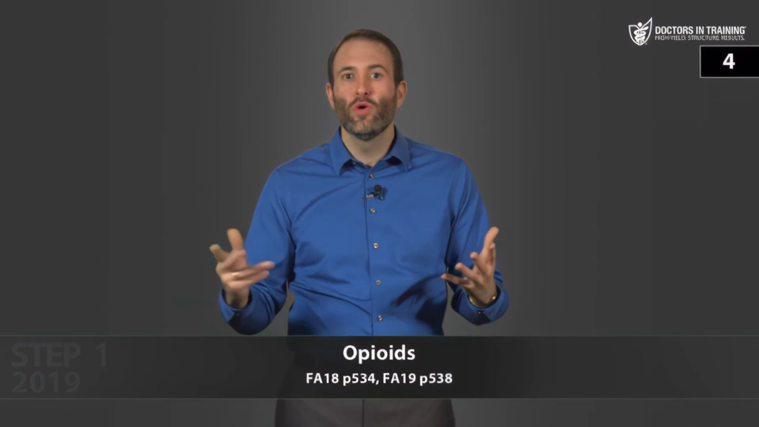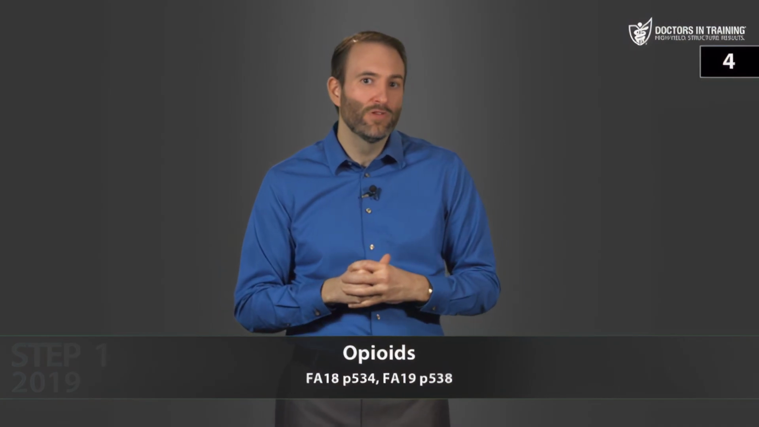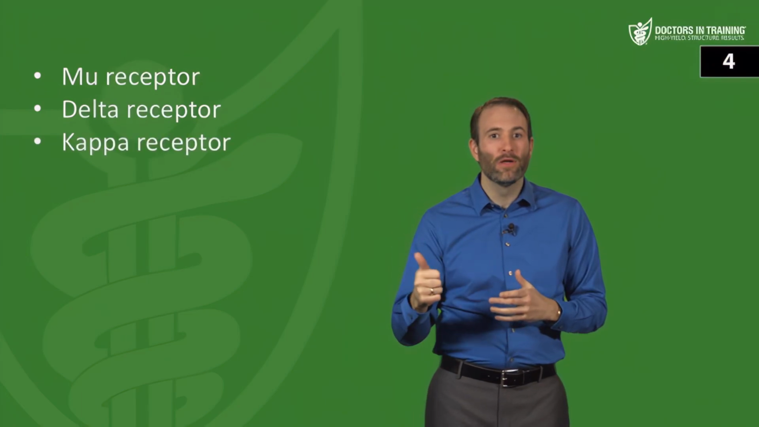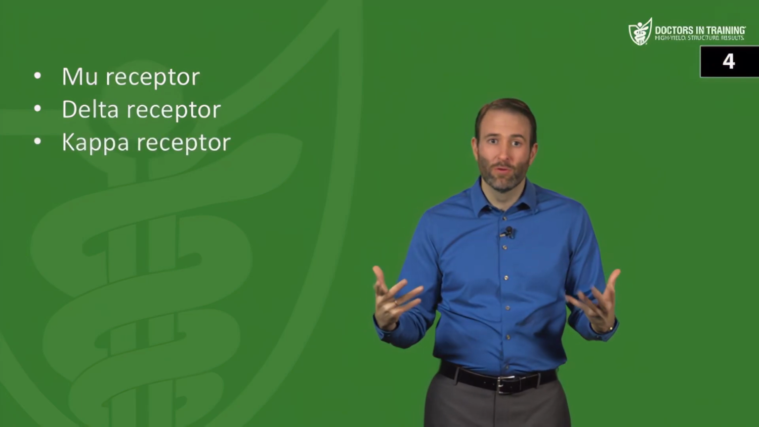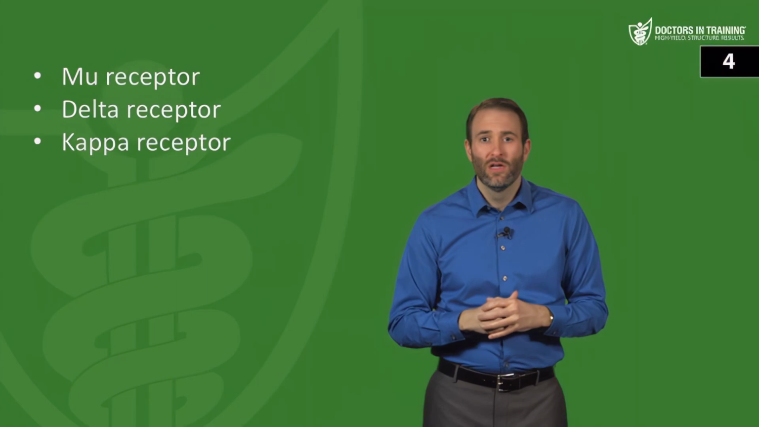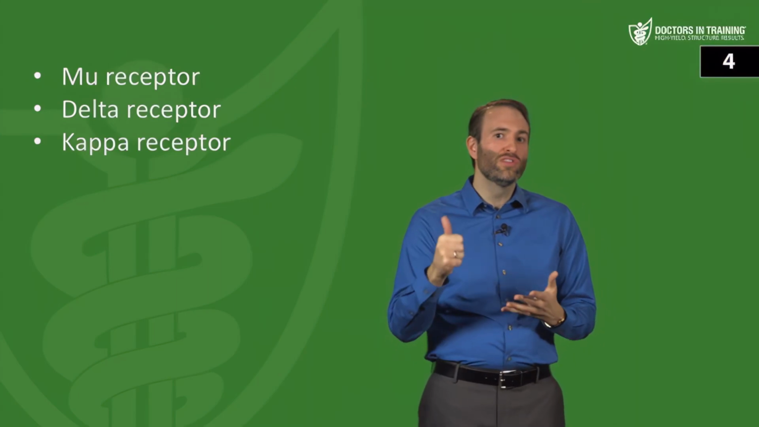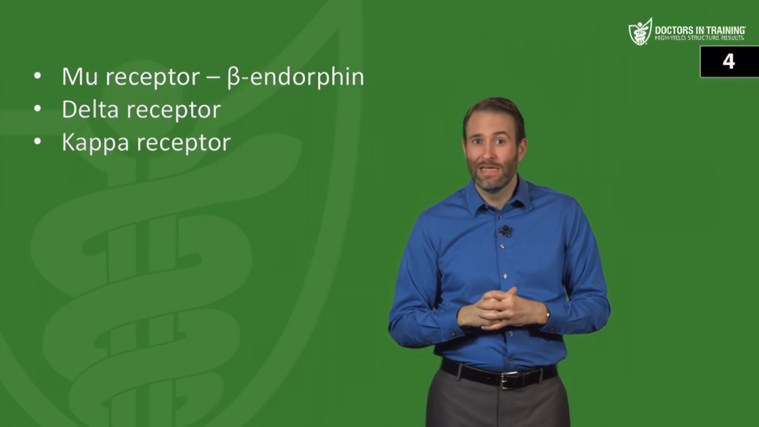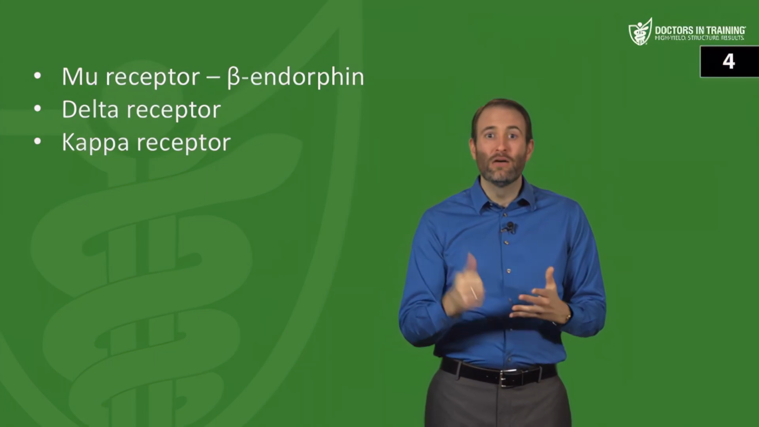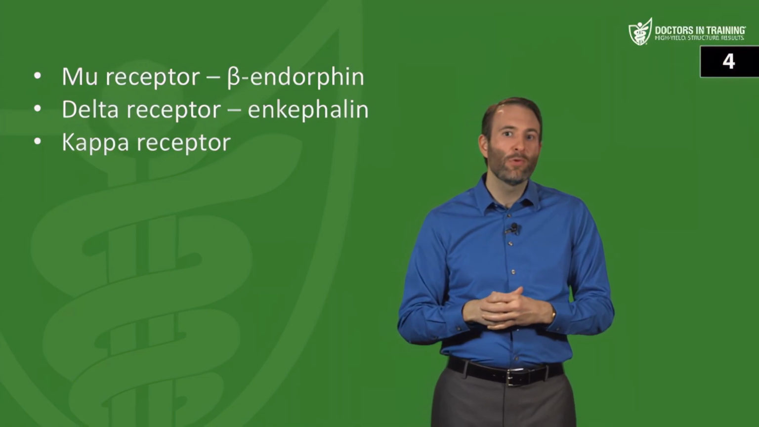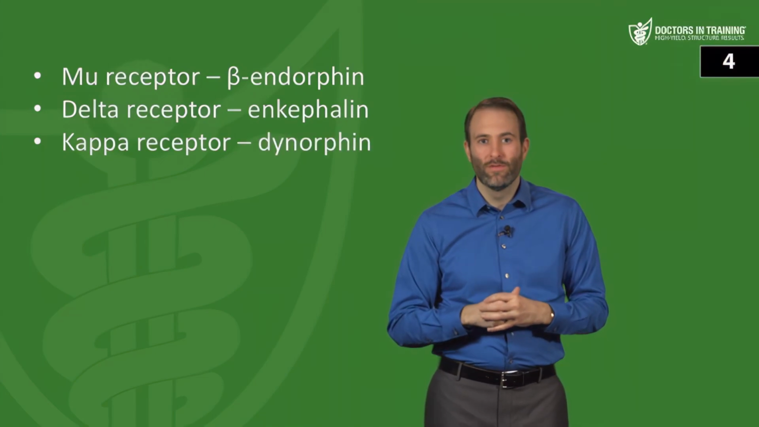Now, the opioids work by binding to opioid receptors. Now, the three receptors you should know are mu, delta, and kappa. Now, our bodies actually produce endogenous agonists to these different receptors, and you should probably know those as well. So at the mu receptor, beta endorphin is the agonist. At the delta receptor, you have enkephalin, that's going to be your agonist. And at the kappa receptor, it's going to be dynorphin.